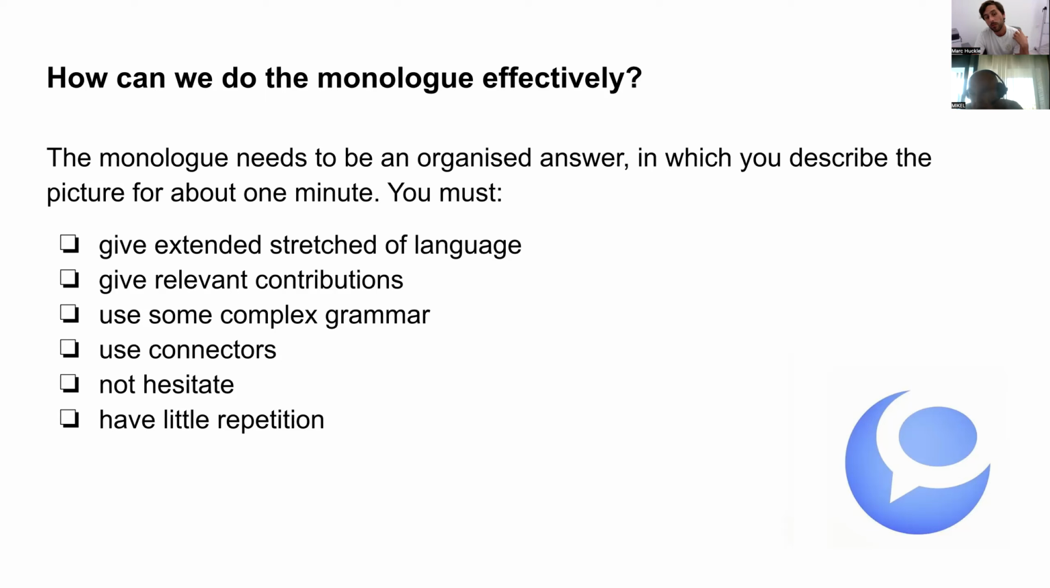Sin embargo, hay que utilizar algo de gramática compleja, ¿vale? Y veremos lo que hay. We need to use connectors, use different connectors, minimum 5 different ones. You must not hesitate, so do not say um, you need to avoid it.